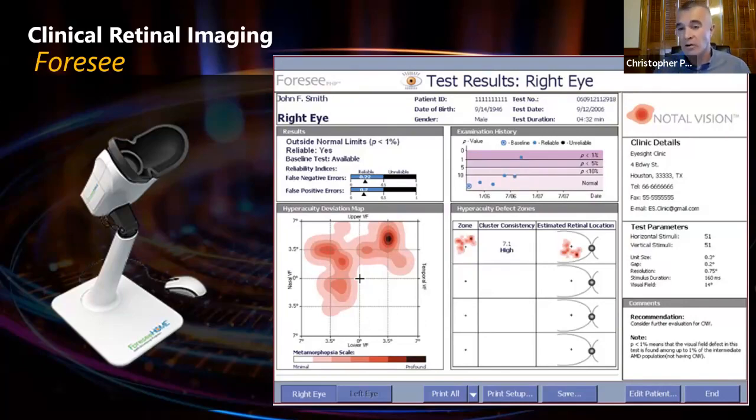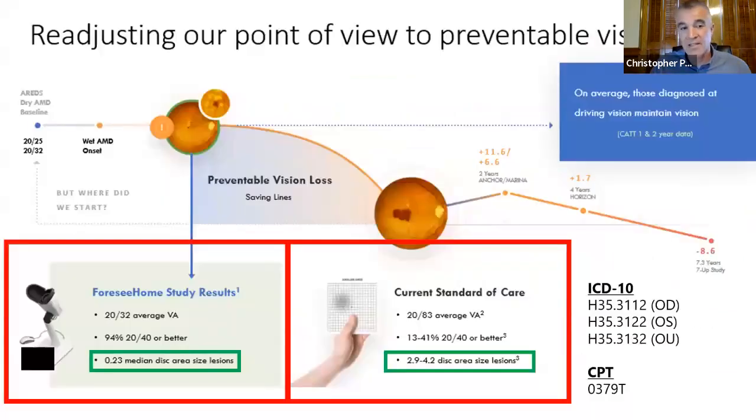This is a home monitoring system. Essentially, the system is dispensed to the patient, the patient takes the test at home, and those results are sent to you directly through the software interface. The important part here is the significant lead time in identifying a potential neovascular change. This becomes very important because right now our standard of care is an Amsler grid, and I'm going to talk about chart 1 versus chart 7 in a moment.